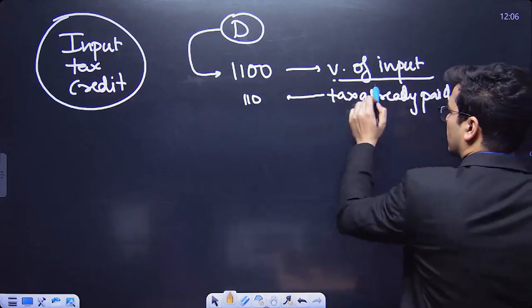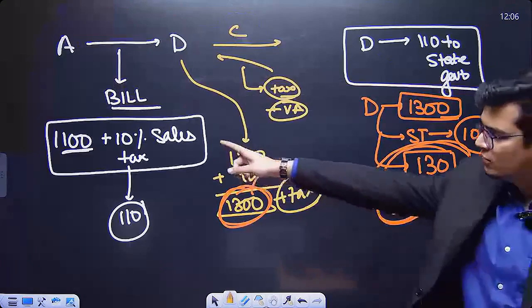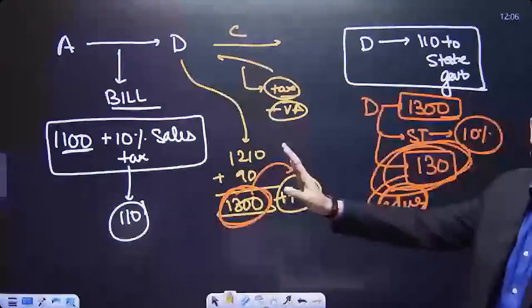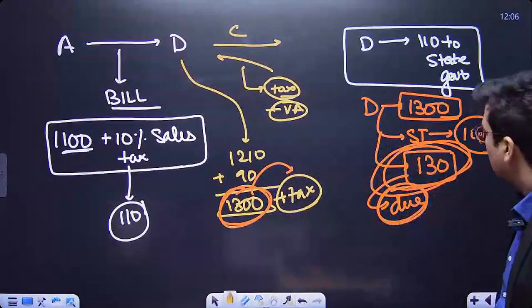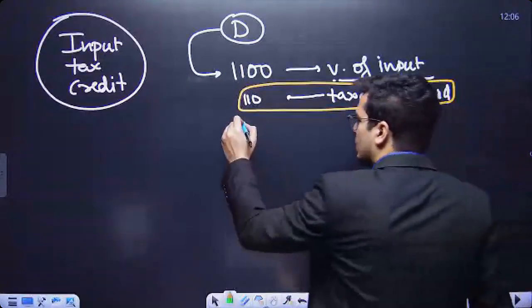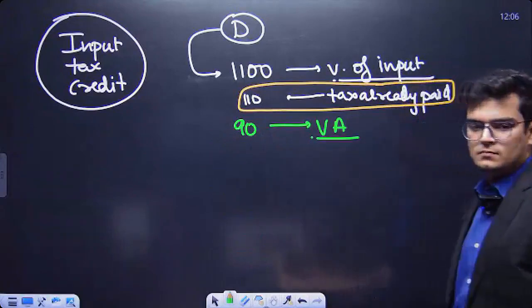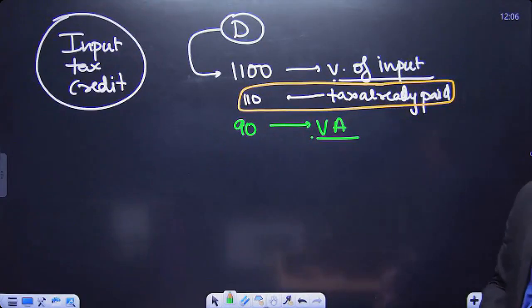डिस्ट्रीब्यूटर की बात देख रहे हैं. Tax already paid, he has already paid 110 rupees of sales tax. Tax already paid 110. Value added, 90 rupees is his value added. What is the value of sale now? He will now prepare a different bill.